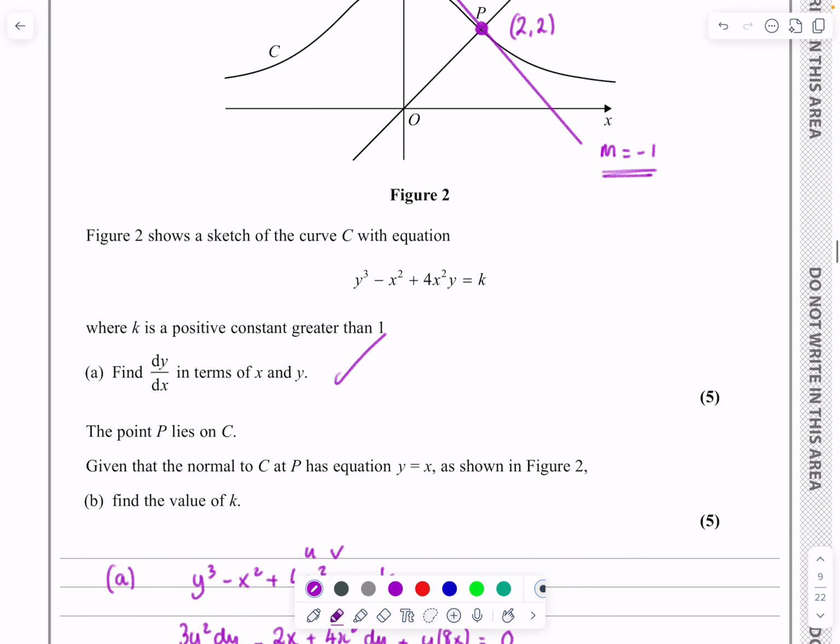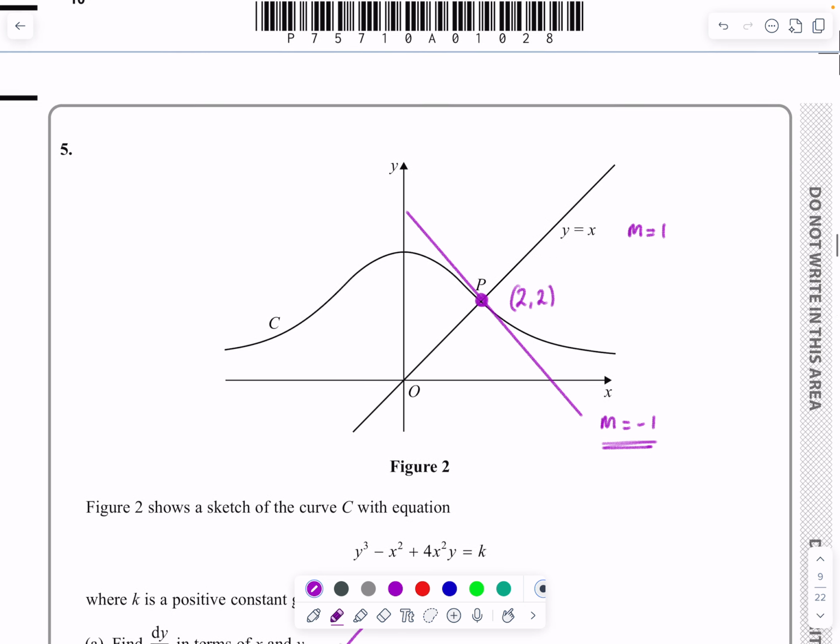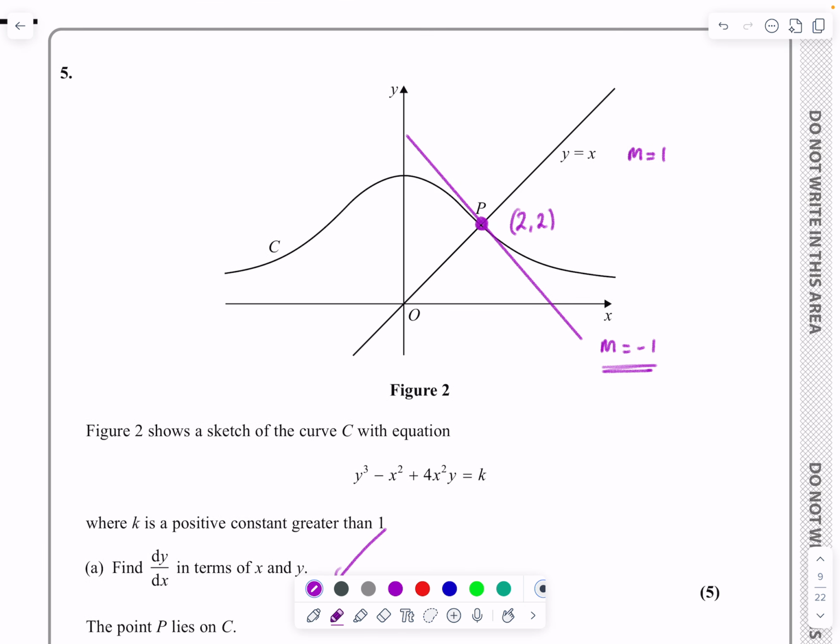Okay, so let's just have a look. Yeah, that's everything done. We worked out dy by dx, and then we worked out the value of k, and it is a positive value. So hopefully all of that makes sense to you.